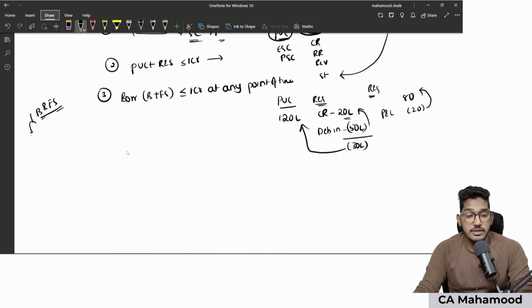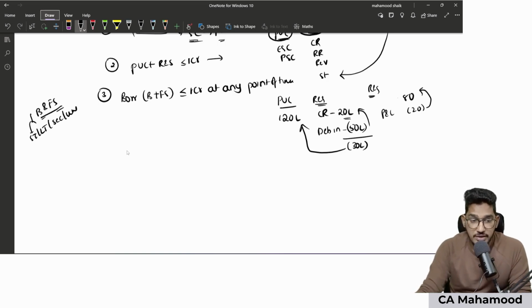When I say borrowings, they could be short-term borrowings, they could be long-term borrowings. Every borrowing should be considered. And frankly speaking, even credit card outstanding amount is also required to be considered. All kinds of balances, short-term, long-term, every kind of borrowing, secured or unsecured, every kind of borrowing you have to consider. And you should not see the borrowings amount only as on balance sheet date.